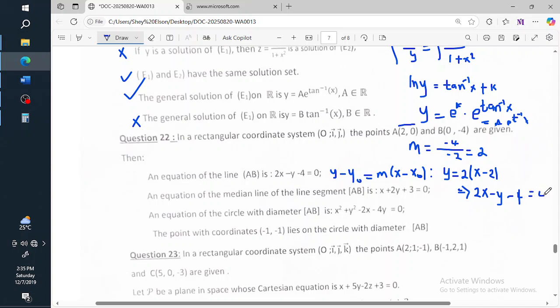Just simplify with me using your pen. You see that you're going to have this. So this proposal is correct. Now, an equation of the median line of the segment AB is this.